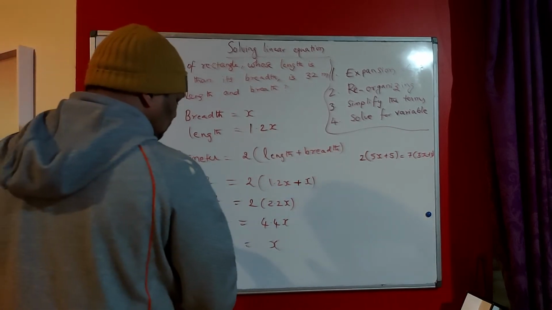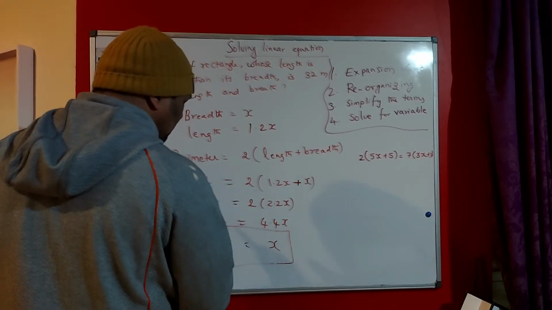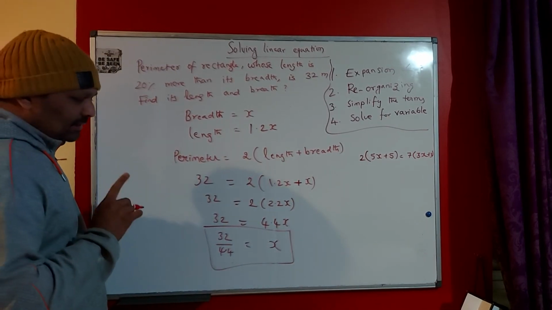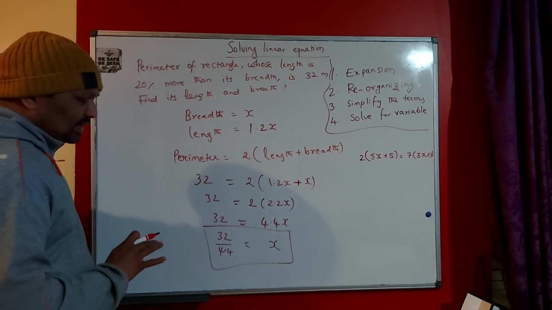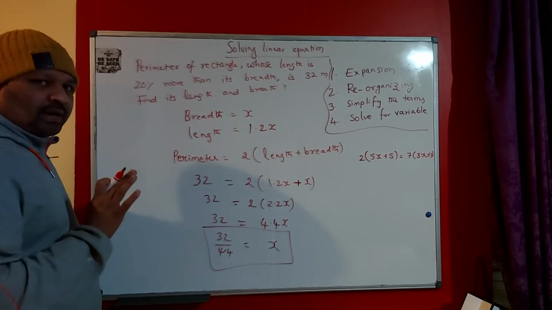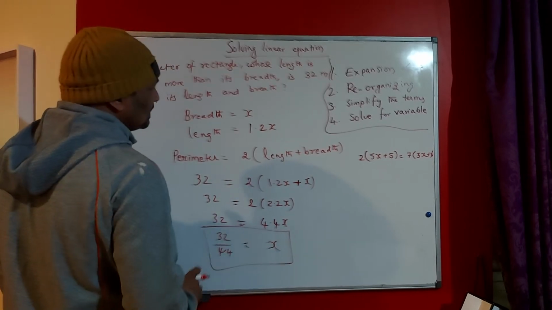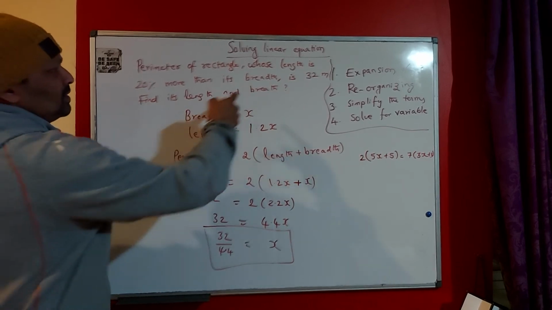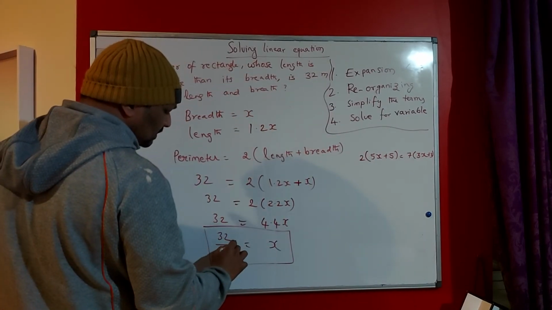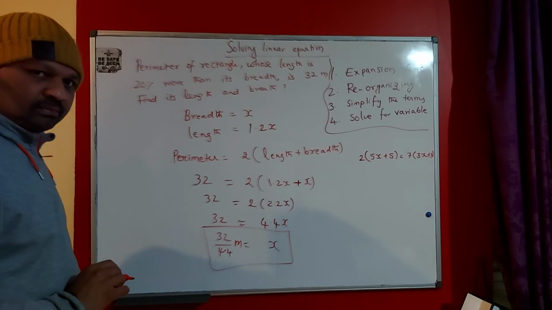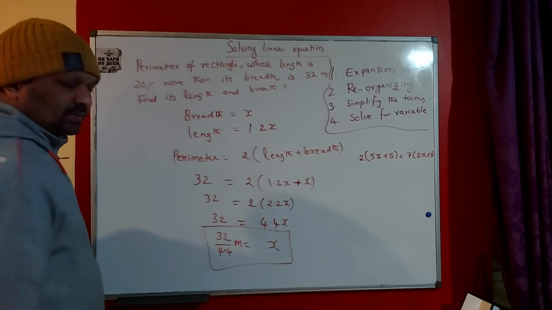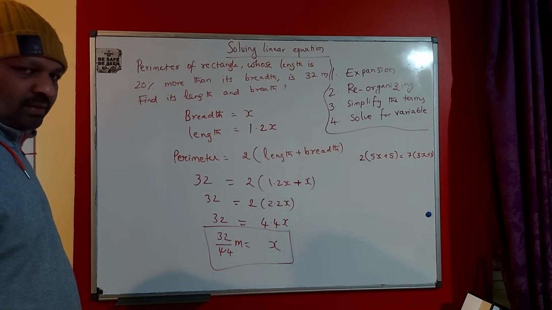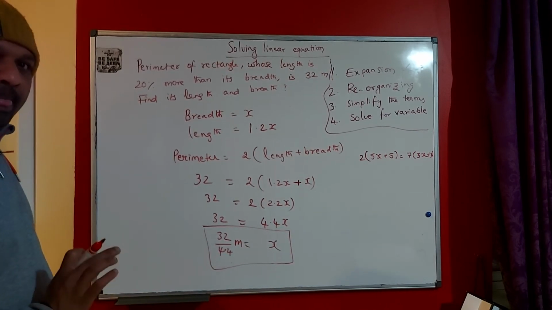So this is what the answer is. Is that the answer? This is not right. This is not the final answer. Again, do not forget the units. What is x here? X is the breadth, isn't it? What are the units for breadth? Because the perimeter is given in meters, units are also meters. 32 by 4.4 meters.